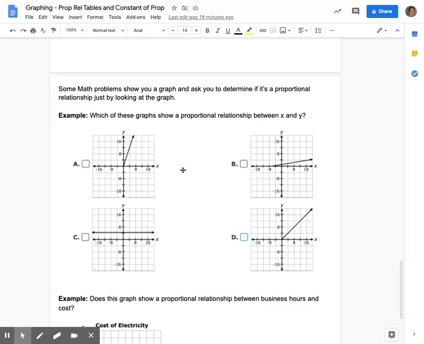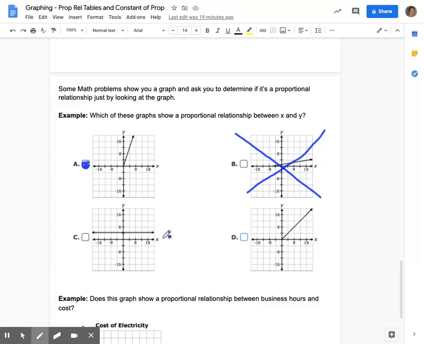Graph A, is this a straight line? Yes. Does it go through the point or have the point 0, 0? Yes. So our answer for A is yes. A is a graph that shows a proportional relationship. B, is it a straight line? Yes. Does it have the point 0, 0 or go through the point 0, 0? No. So this is not a proportional relationship graph.